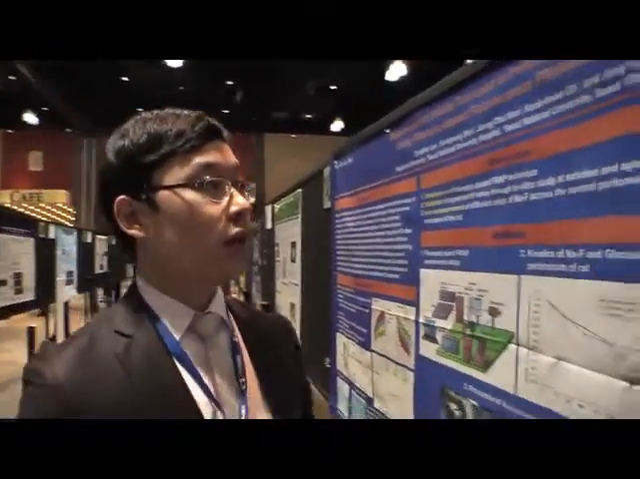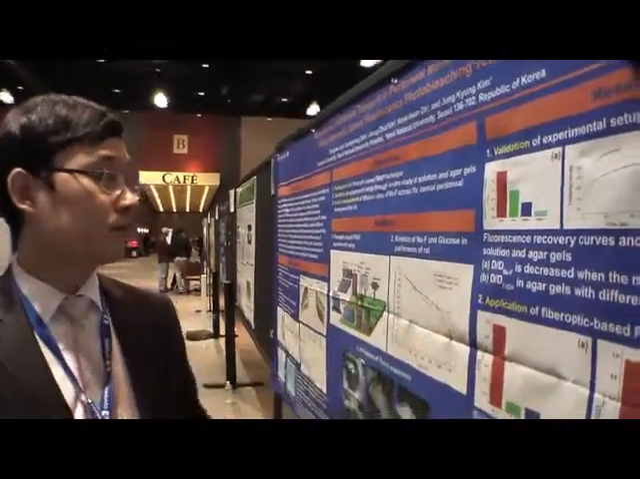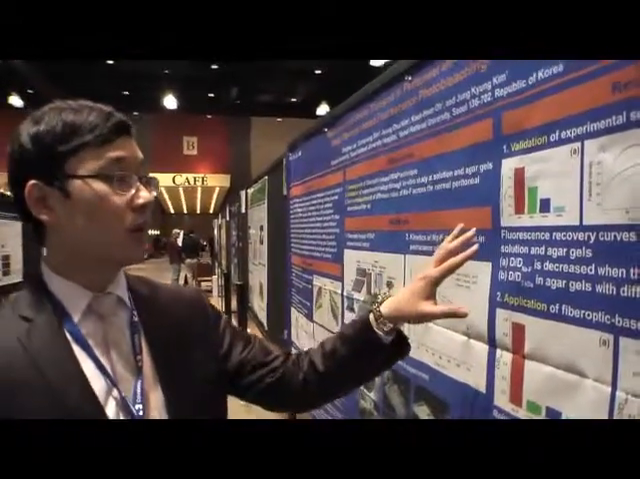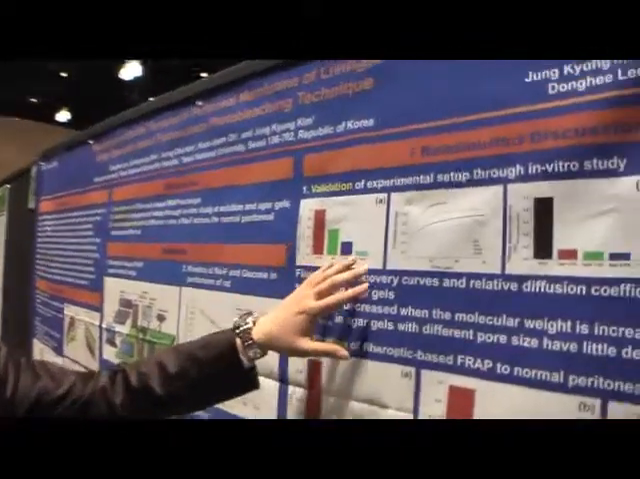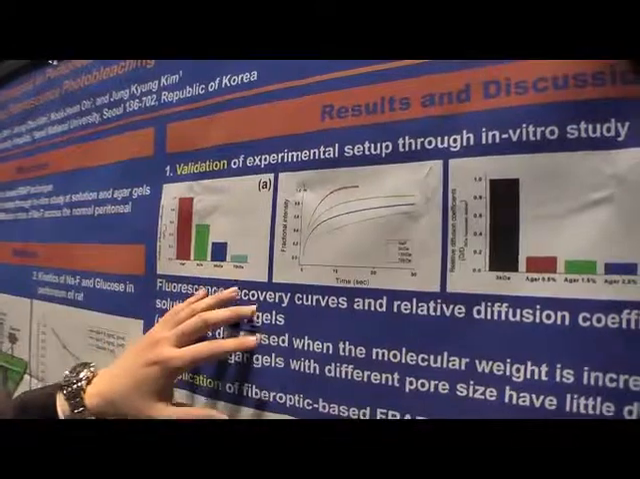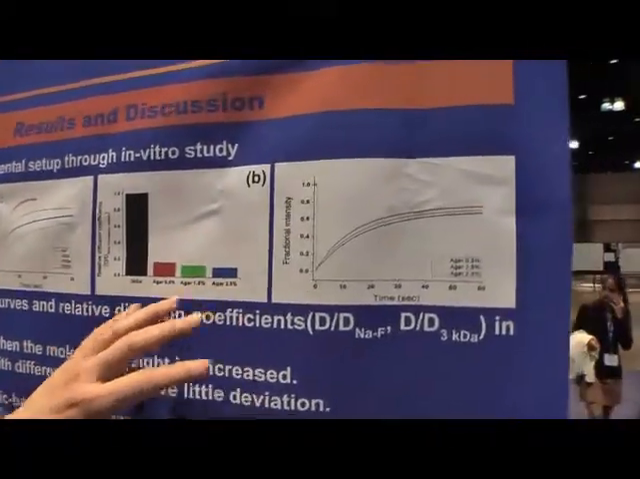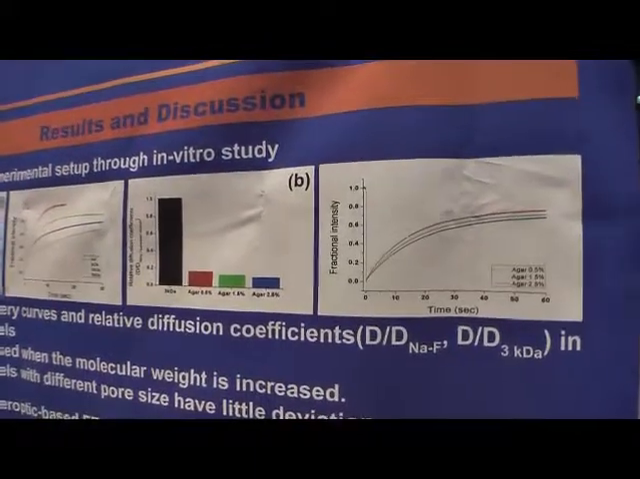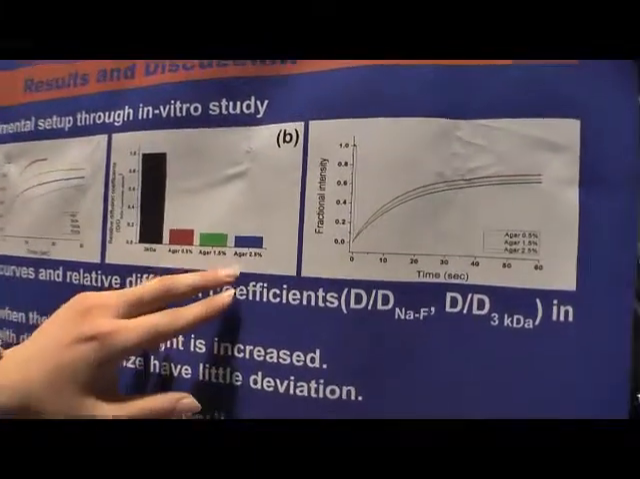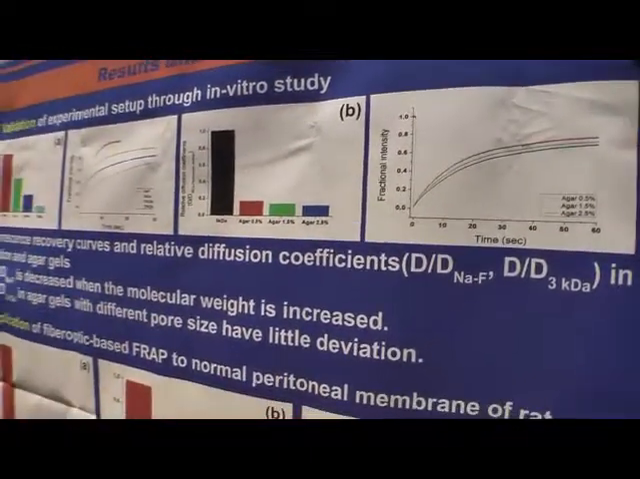So we validated our method in an in vitro study. As you can see, larger molecules diffused very slowly. And this is agar gels. Agar gels which have small pore size have small values.